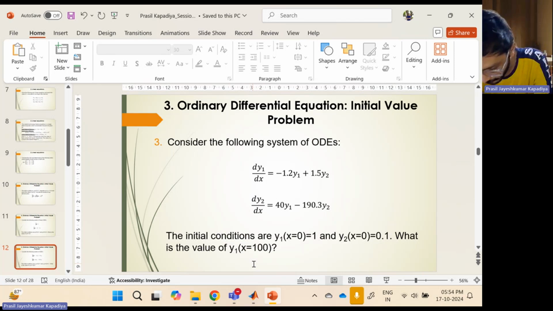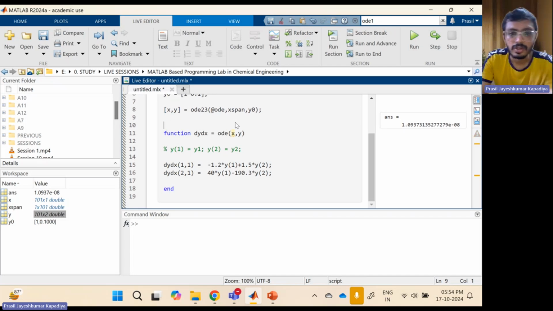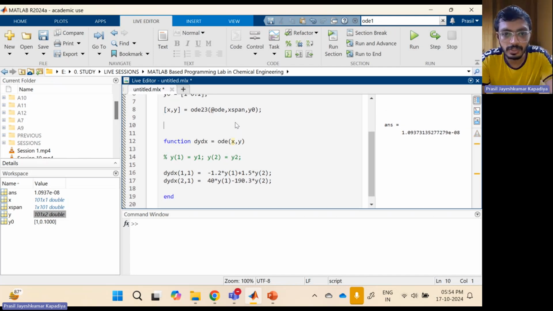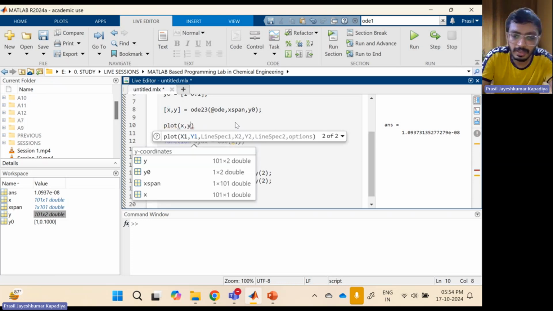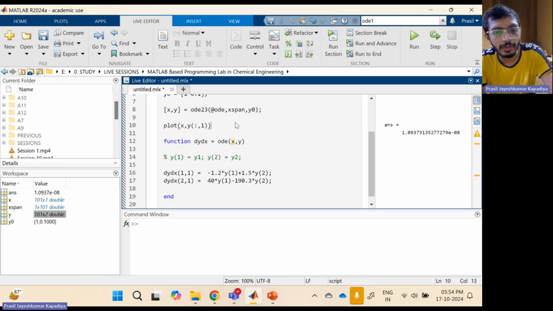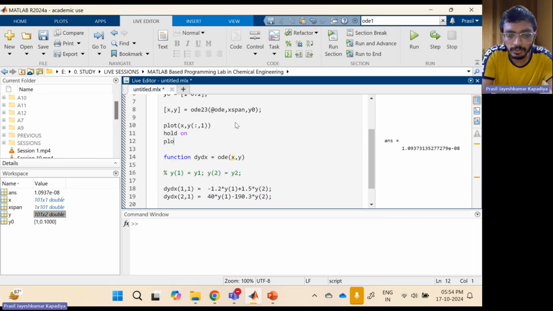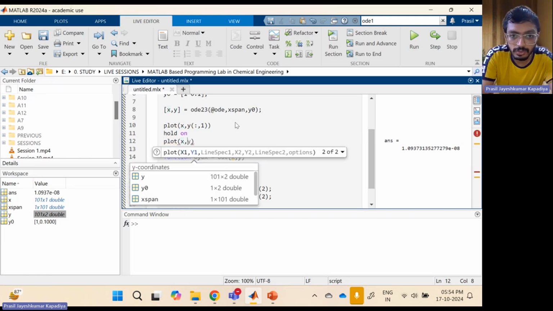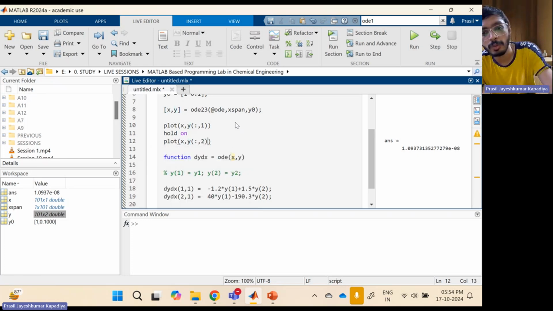So we learned ODE 45 solver, ODE 23, and ODE 15S solver to solve this kind of problem. Okay, let's learn a small thing here. Let's say I want to plot the solution. So how can I plot it? I can use plot x comma y, but my y is, let's say first, all rows and first column, so that will give me y1. I can keep hold on to not close the plot, then I can plot on the same plot x comma y2. So y2 is y of all rows and second column, so that's why colon comma 2.